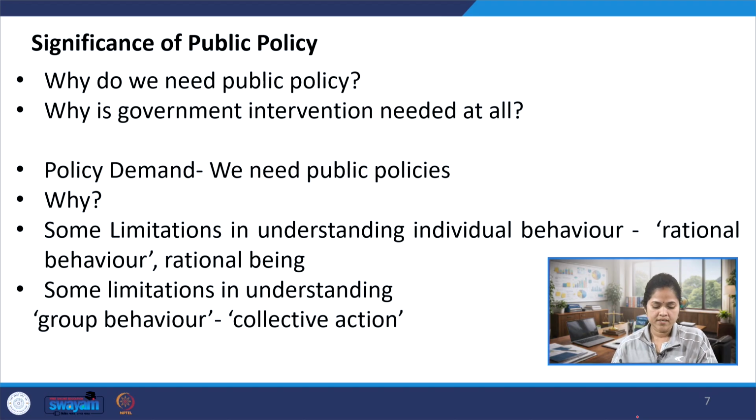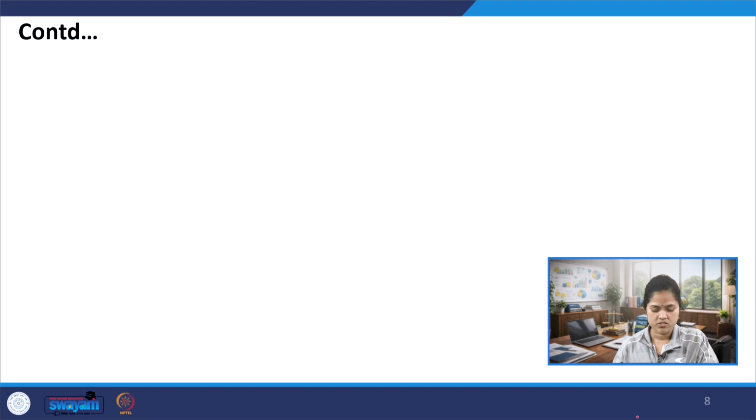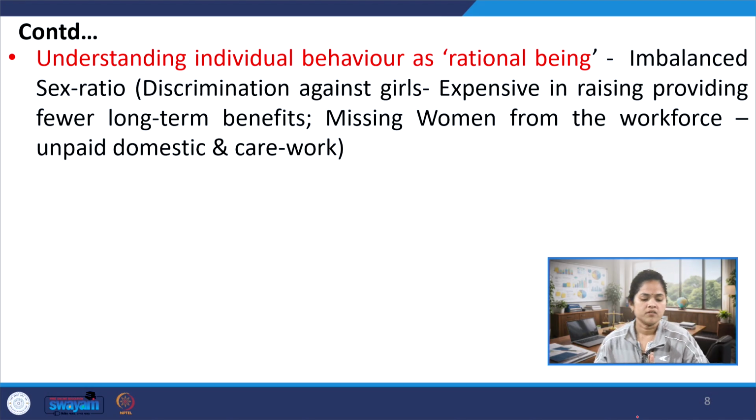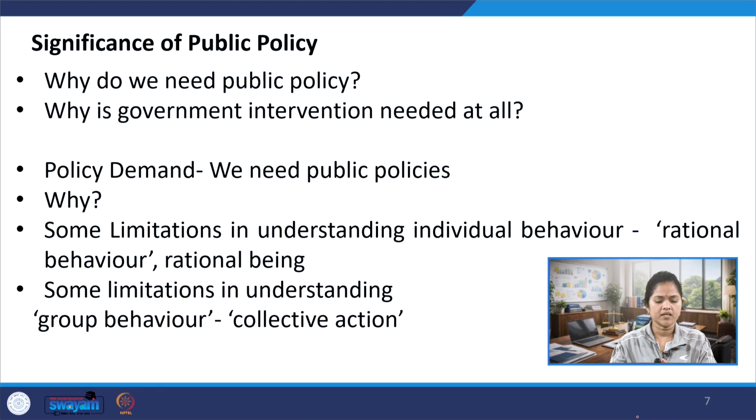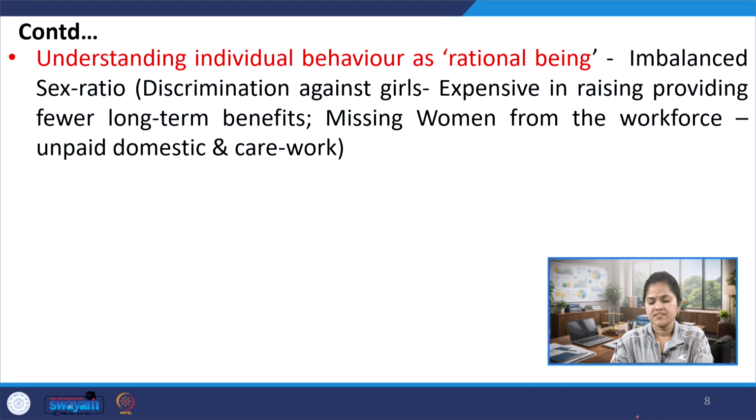So coming to the first one, understanding individual behavior, basically we will be discussing the rational being. So in understanding the individual behavior, the first limitation is the rational behavior or rational being, and the second one in understanding the group behavior is collective actions. So now coming to the first one, what exactly is understanding individual behavior as a rational being, and how, because of these limitations in understanding the individual behavior, it may lead to the necessity for the public policy.